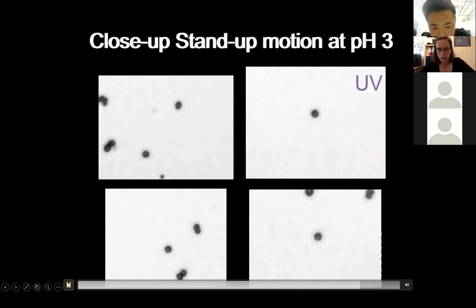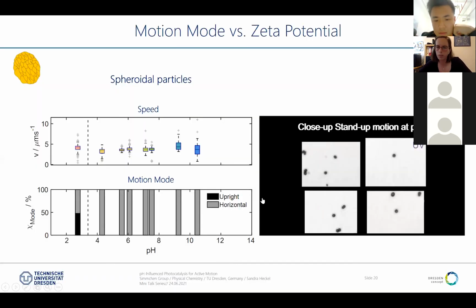You can see it even a little bit better in comparison to this particle here in the top. This one doesn't stand up, but this one does. So it's not such a strong effect as for the stacked particles. You can see we only observed this for around 50% of the swimmers, but we also see a change there. Yes, thank you.